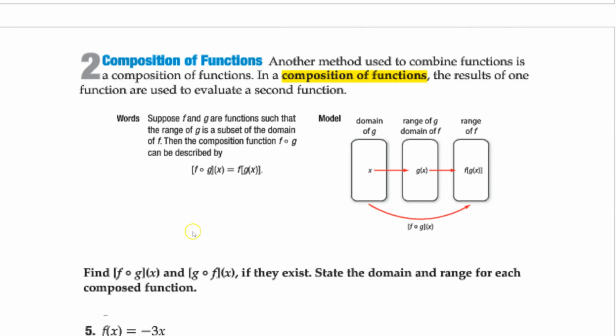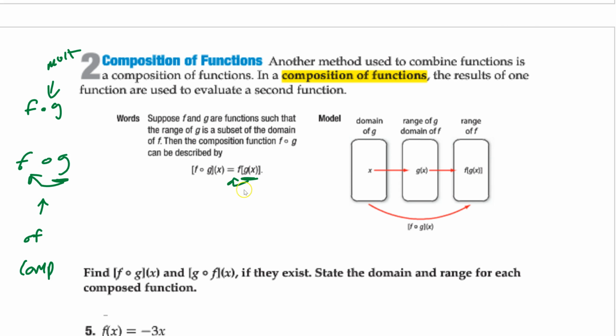Okay, now let's get to the big thing for this lesson. Composition of functions. The whole idea is you're going to plug one function into another function. As you can see here, f of g. Now it's different than this. A closed dot means multiply. This is "of," which is composition, which means you're going to plug g into f. You can see it right here, g is inside the f. So you can plug the g function into that function.